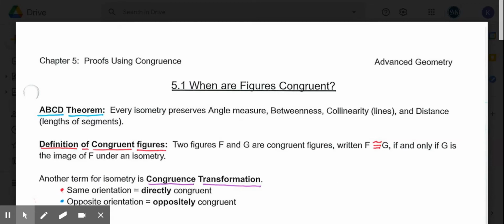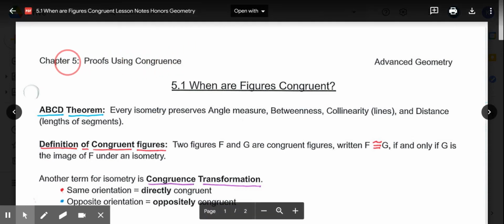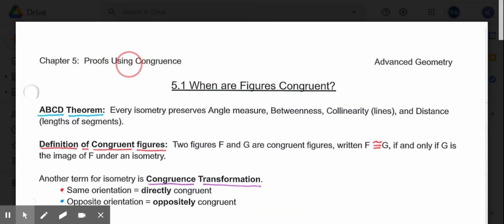Welcome to lesson 5.1, when are figures congruent? Before we get into this lesson, what you should realize from the chapter title, chapter 5, is that it is mainly based on proofs using congruence. So this idea of congruence and congruent figures is going to play a large part throughout this whole chapter.